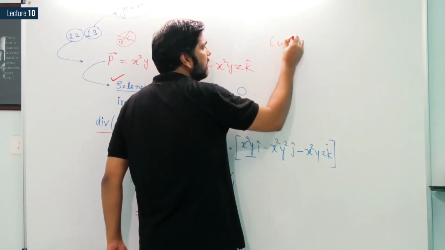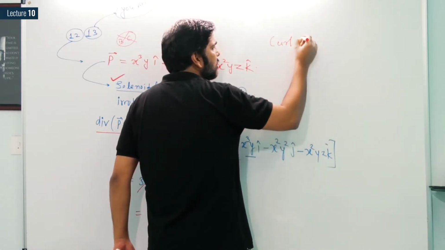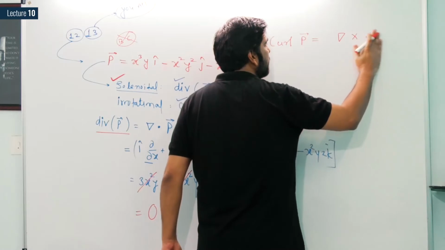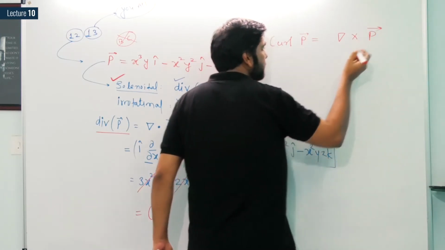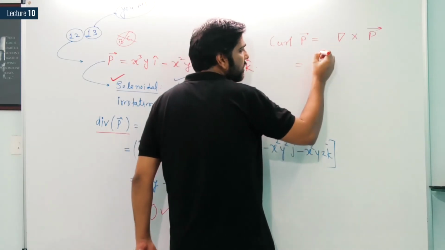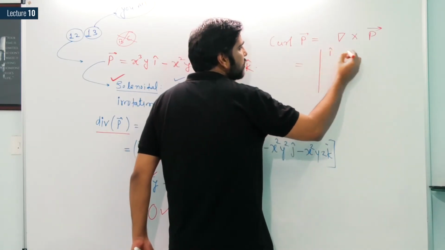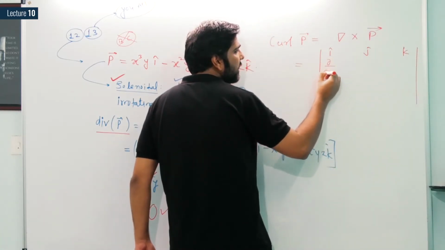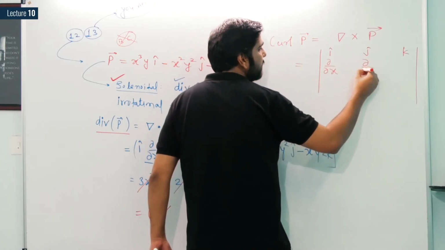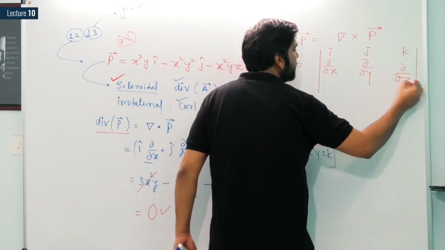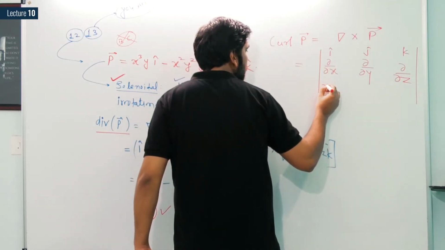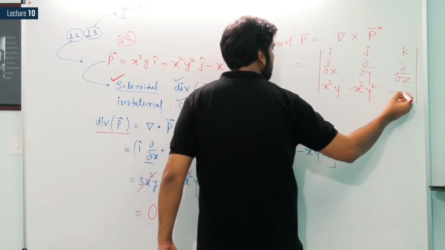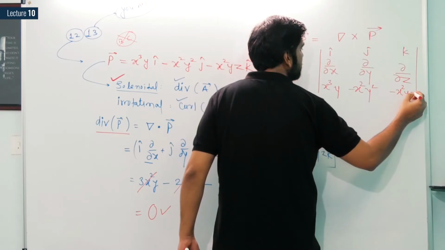So I am writing here curl of vector P. So what is curl, dear students? It is nothing but the cross product of the del operator with P. So C for curl, C for cross product. So I am having the del operator cross product. So I, J and K, we need to find the del operator's coefficients. For I I am writing del by del x, for J del by del y, for K del by del z, and for P it is x power 3 y minus x square y square and minus x square y z.